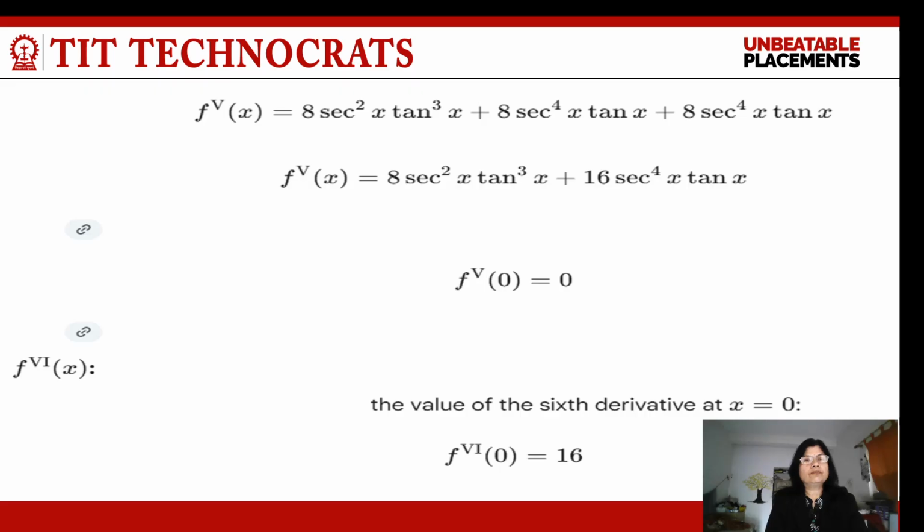Now the fifth differentiation, that is f fifth x is equal to 8 sec square x tan cube x plus 8 sec to the power 4 x tan x plus 8 sec to the power 4 x tan x. So the fifth differentiation of x is equal to 8 sec square x tan cube x plus 16 sec to the power 4 x tan x. Then at 0 we get it equal to 0. Again differentiate: the value of the sixth derivative at x equal to 0 is 16.